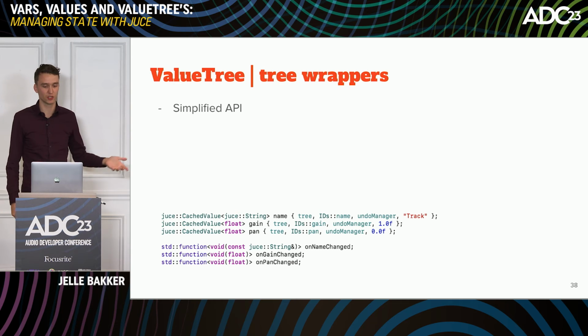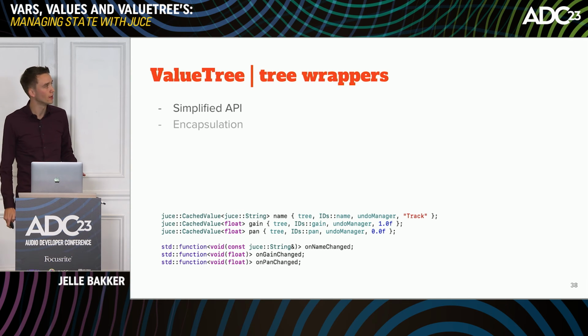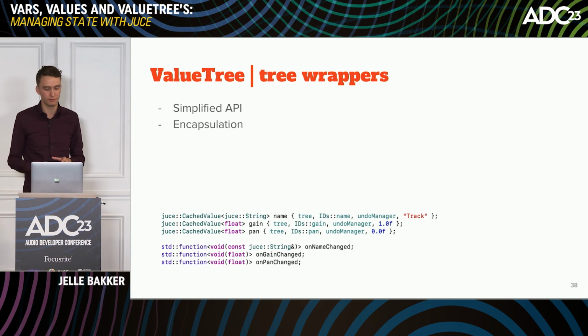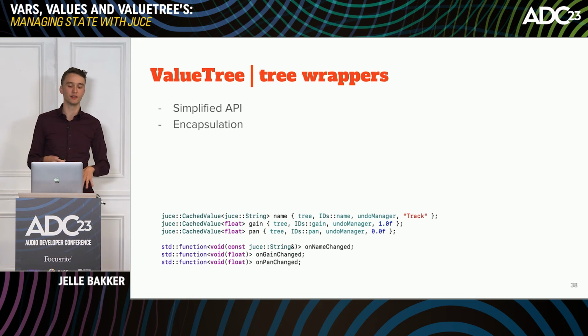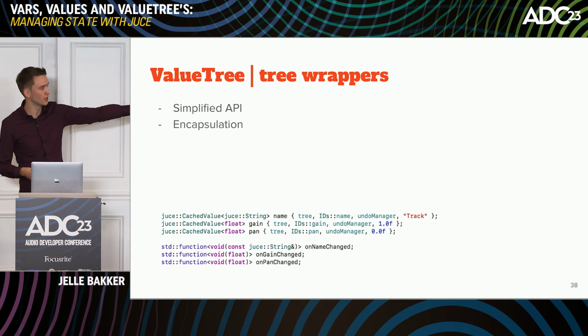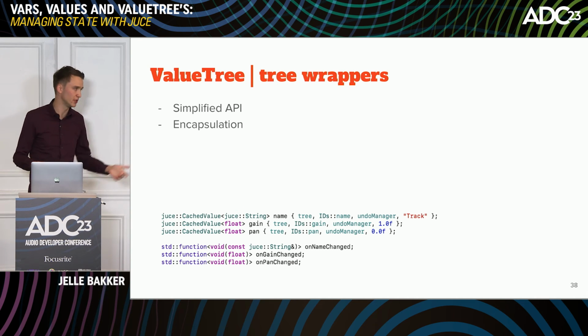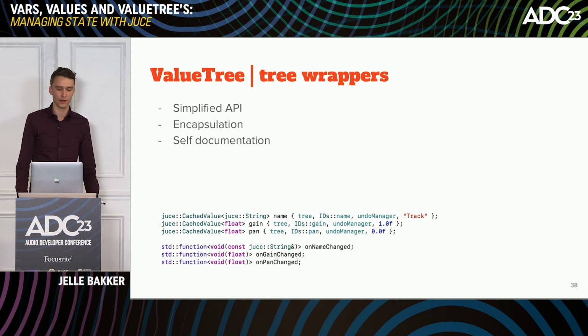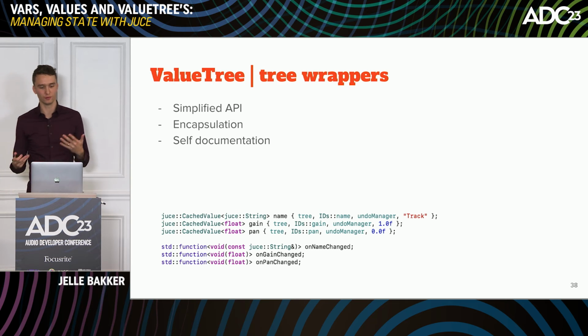So first of all, you have a much simplified API. You have encapsulation because basically all the value tree stuff is just hidden. You can use cached values for accessing your properties, and you can use std functions for watching properties, and all the value tree, nice stuff that has serialization, everything, it's all hidden. It's also self-documentation. So if you want to know what is in a track, what properties are in the track, you can just look at this class and see, oh, these properties are there, and you don't have to guess it.